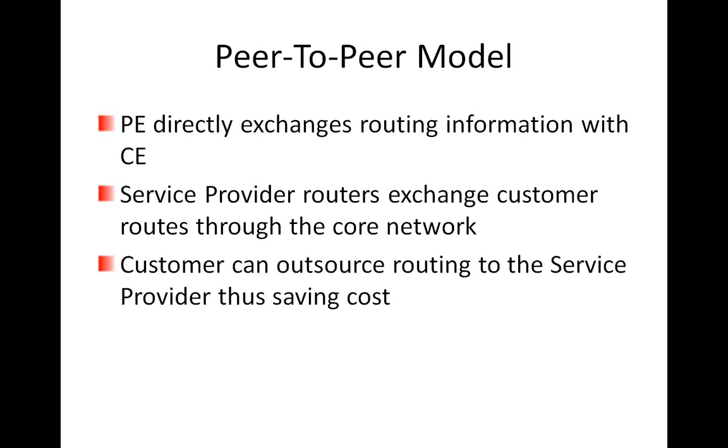So in this case, what happens is the provider edge directly exchanges routing information with the customer edge router, and the service provider routers exchange customer routes through the core network. The customer can outsource the routing to the service provider, thus saving cost. Which means here, the concern of the customer is just talking to the service provider, and it is the job of the service provider to build connectivity to all the remote sites.